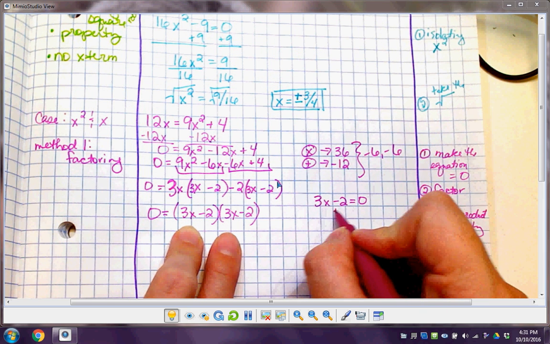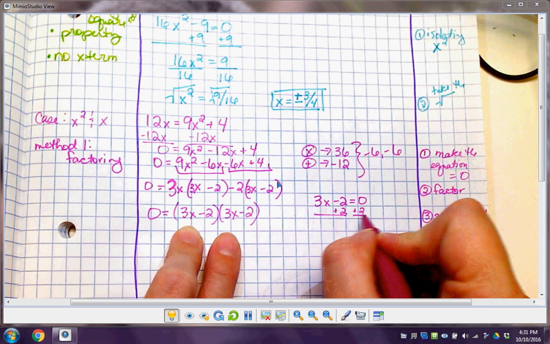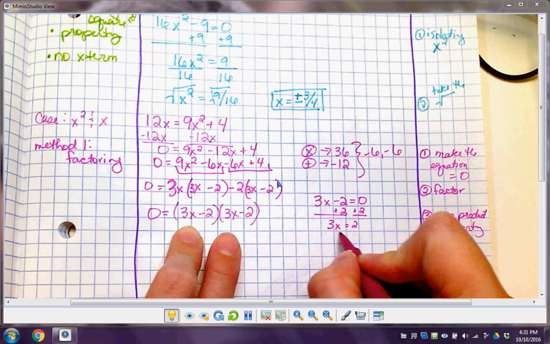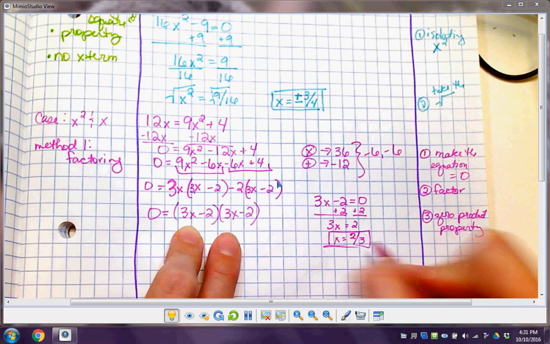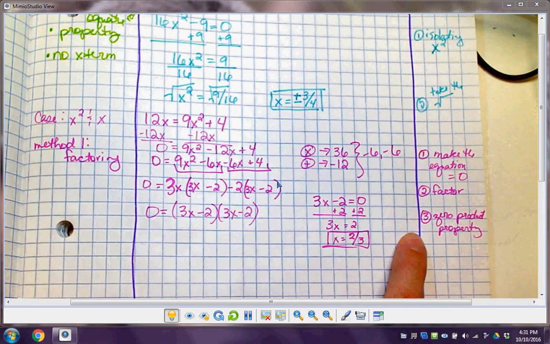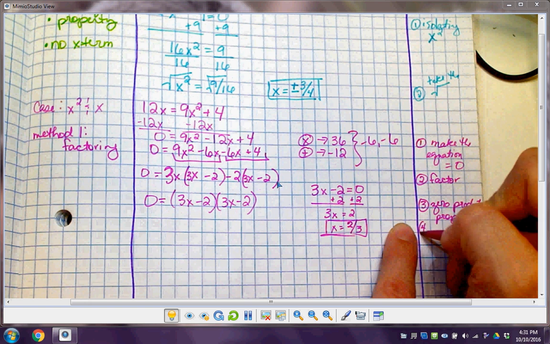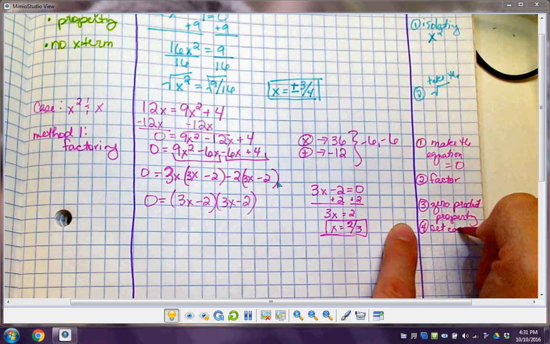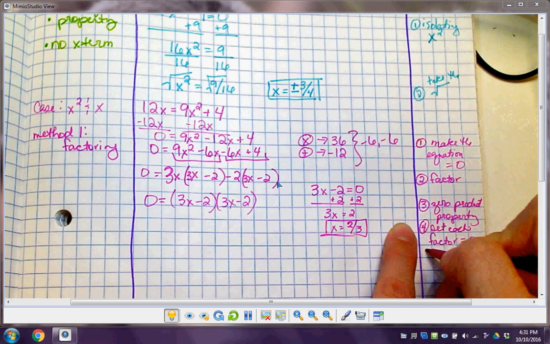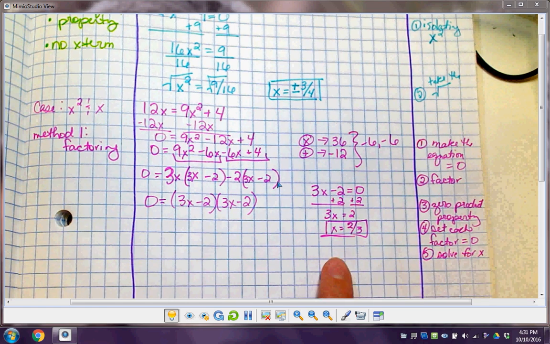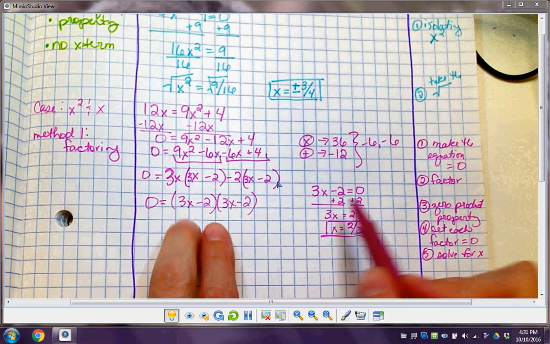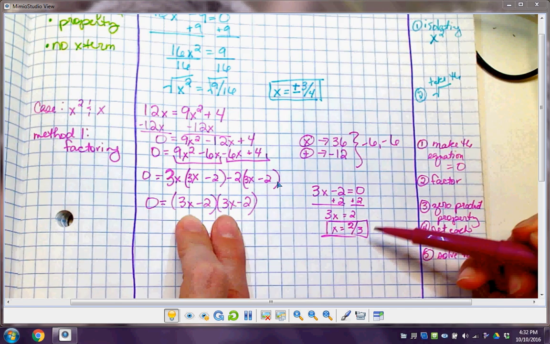I can isolate my x. X equals 2/3. So the zero product property: set each factor equal to 0. And then the last step is to solve for x. And in this case, I only had one factor because these were the same, so I only had one solution.